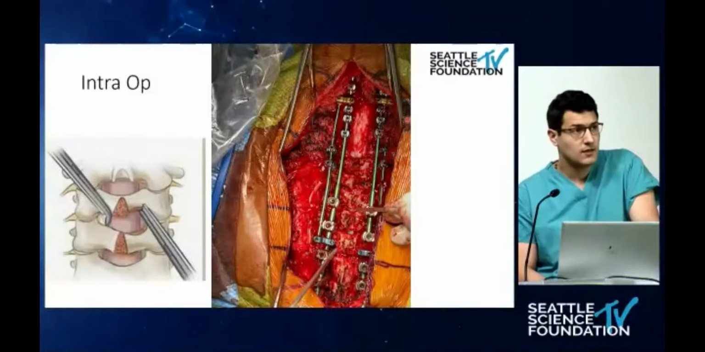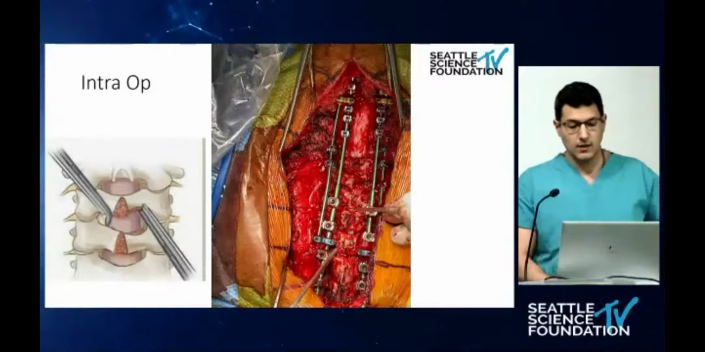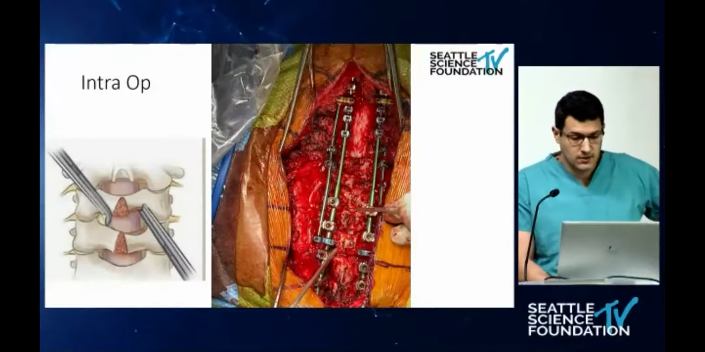So this is an intra-op picture of the surgery. This is the rostral end, and this is the caudal end. Here we did the C3 to C6 laminectomy. This is the dura here, and those are the ponte osteotomies for the deformity correction. And here you can see the quad rods that were used.